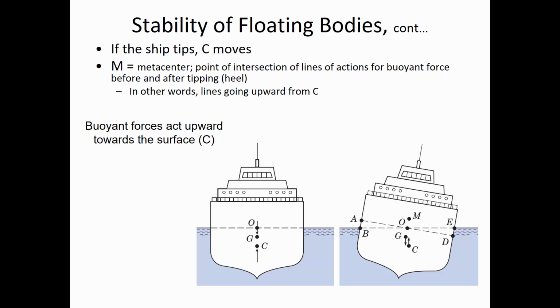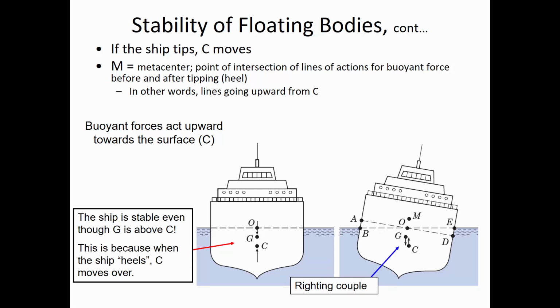So we tip it over really far, then maybe the C is over here, but it's pointing towards the metacenter. You tip it less far, it's still pointing towards the metacenter. So the metacenter is the intersection of all the lines of action for the buoyant force as it goes through that rotation. So C points towards M. That's the metacenter.